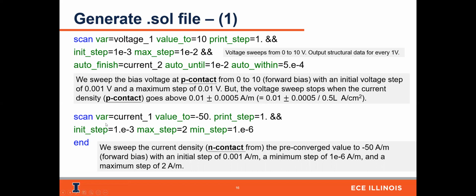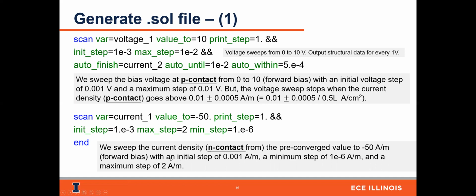So here in the second line, we switch the current density at the N contact because we specify current 1. This means the current density at the N contact goes from the pre-converged value to minus 50 amp per meter. This is the default unit for this value. And because we are collecting the current density at the N contact, a negative value implies forward bias.